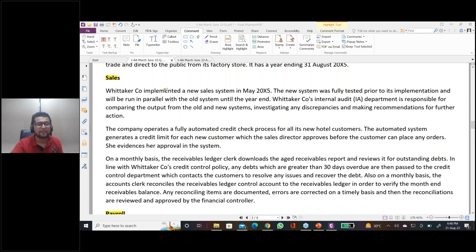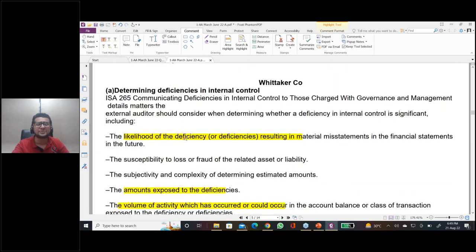three key controls. So the company implemented a new sales system in May 20x5, and the new system was fully tested prior to its implementation and will be run in parallel with the old system until the year end. And the internal audit department is responsible for comparing the output from the old and new system, investigating any discrepancies, and making recommendation for further action. That's beautiful and that's perfect.